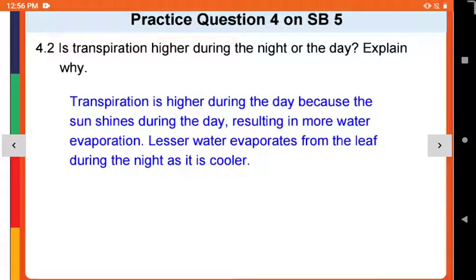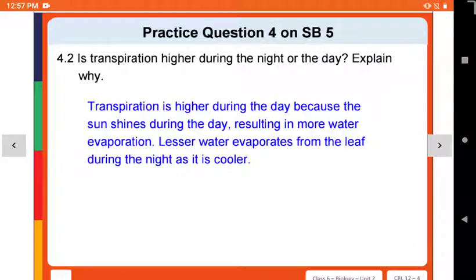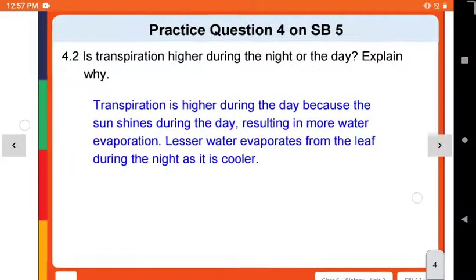So today we learned about the different parts of the leaf and their functions, and transpiration, which is the loss of water through small openings on the leaf called stomata. And for your homework, you will do questions 3.2 and 3.3 in your notebook and SB4.